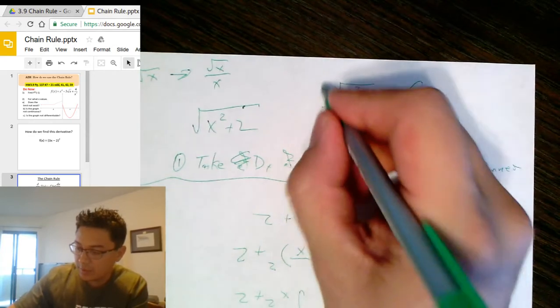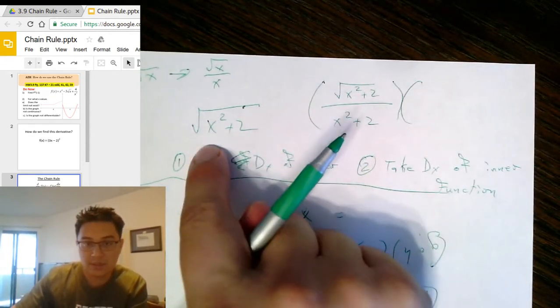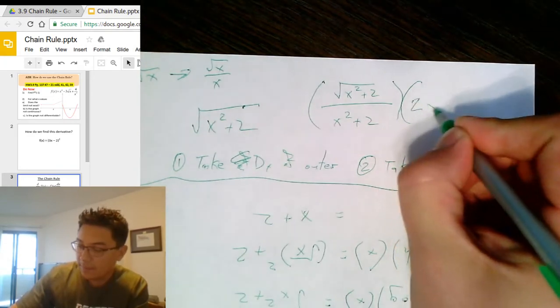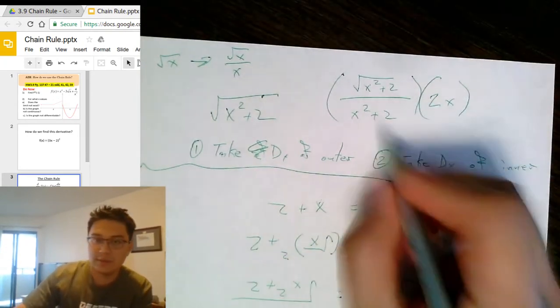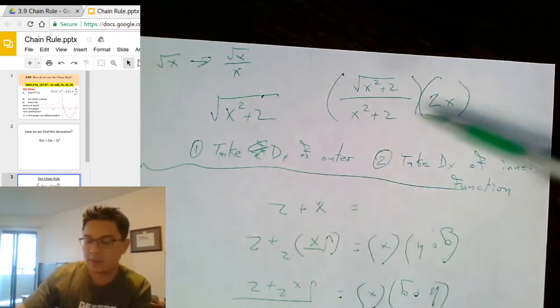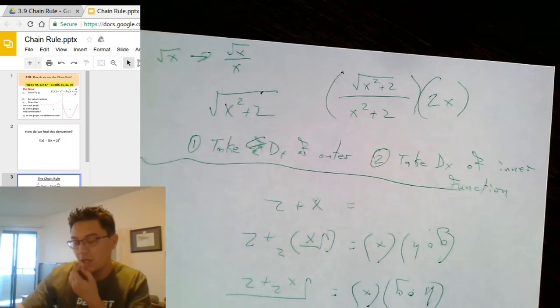We're going to multiply that by the derivative of the inside. The inside is just the x squared plus 2 part. So that's just going to be 2x by the power rule. So we end up with that. That's the derivative of this function. We're going to do a couple more examples of this one. This one's a little bit complicated and big, so we'll simplify that one out.